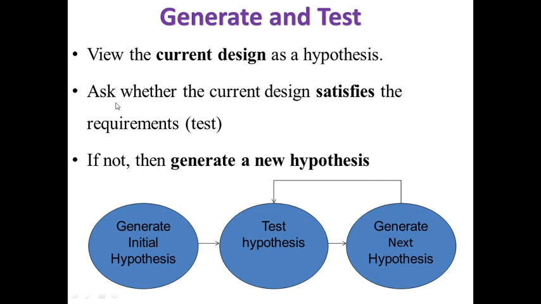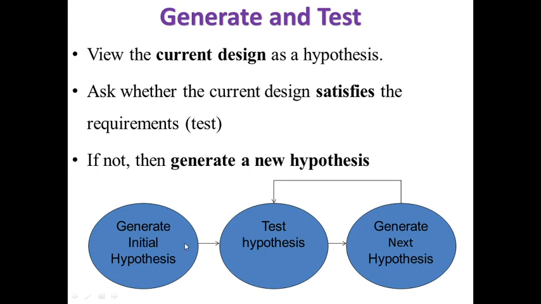So what is this generate and test? We take the current design according to the hypothesis, and we check whether this design is going to satisfy the requirements. That is the test. And if it does not satisfy the requirements, a new hypothesis has to be generated. That is generating a new hypothesis, and that is called generate and test.